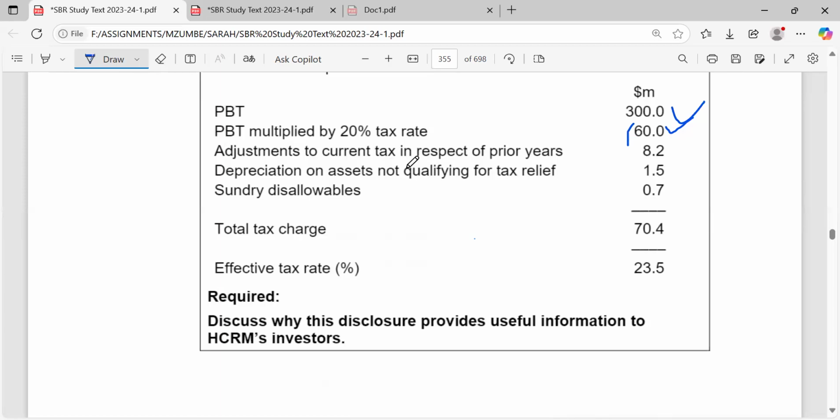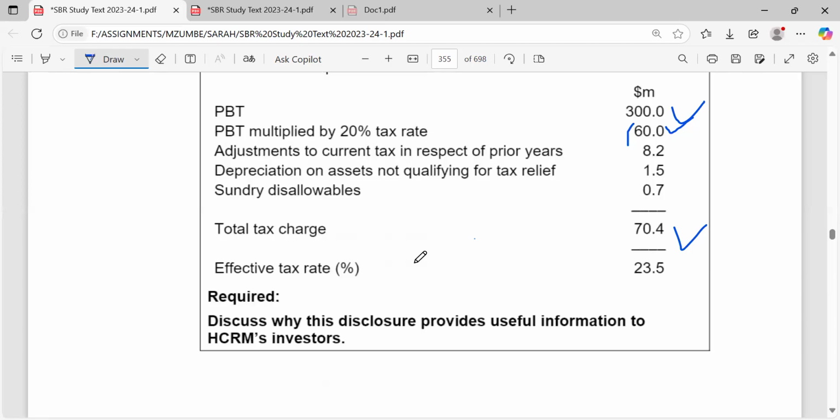Depreciation on assets not qualifying for tax relief. Maybe there are some assets which do not qualify for tax relief, and the depreciation was involved. So you have this depreciation here, standard disallowable, and you have the total tax charge, which is here. And lastly, you have the effective tax rate.